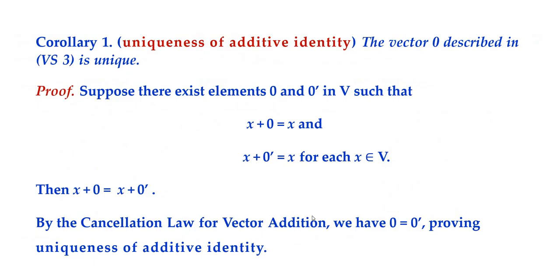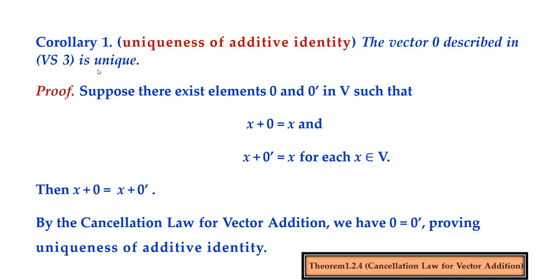Now we have the corollary, that is uniqueness of additive identity. The vector 0 described in Vs3 is unique. Now suppose there exist elements 0 and 0 prime in V such that x plus 0 is x and x plus 0 prime is also x for each x in V. Then because the right side being equal, we can equate these two. So by left cancellation law. Okay, so cancellation law just now I proved. By the cancellation law for vector addition, we have 0 to be 0 prime. That proves the uniqueness of additive identity.